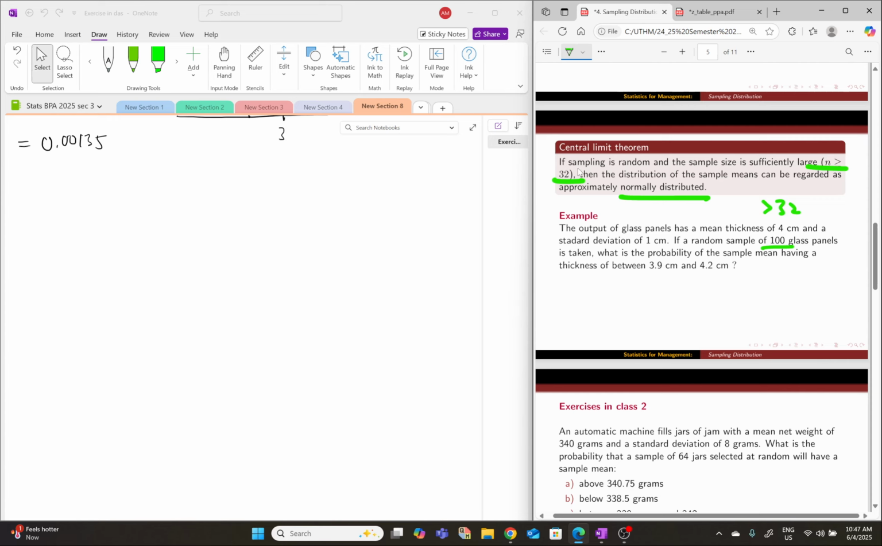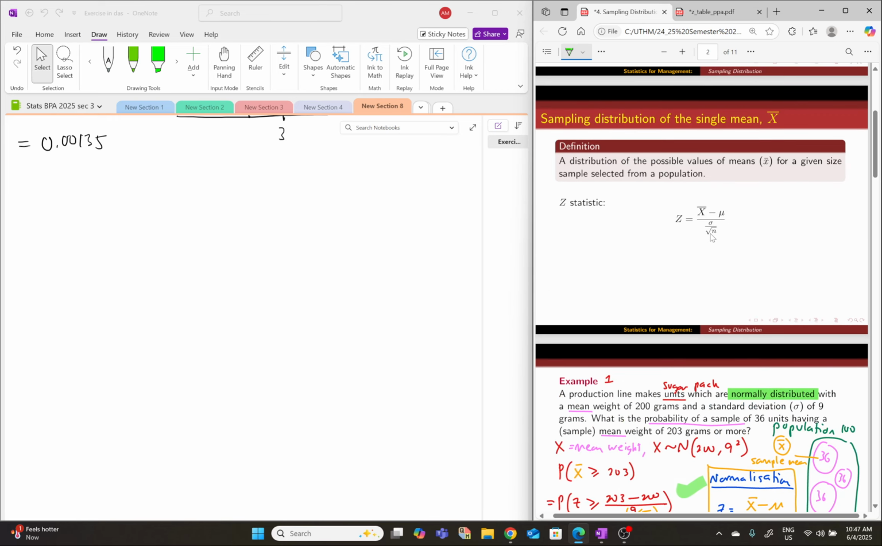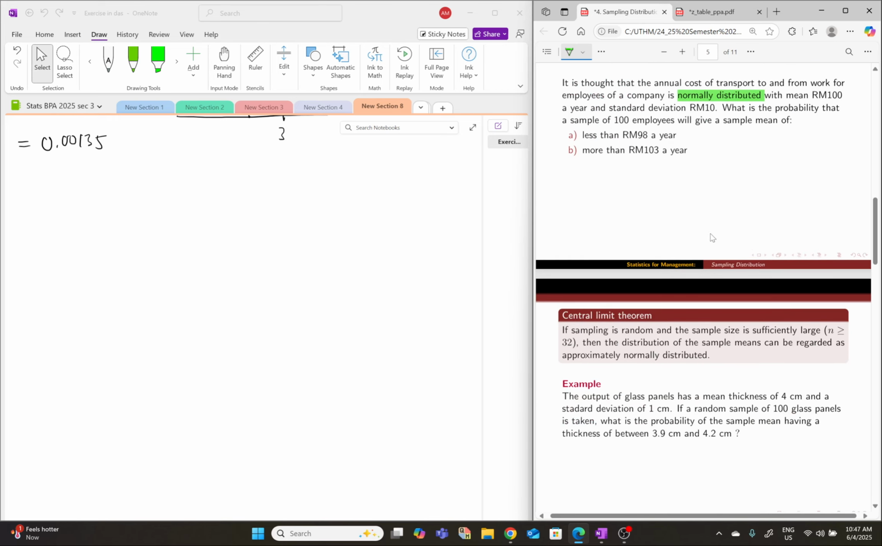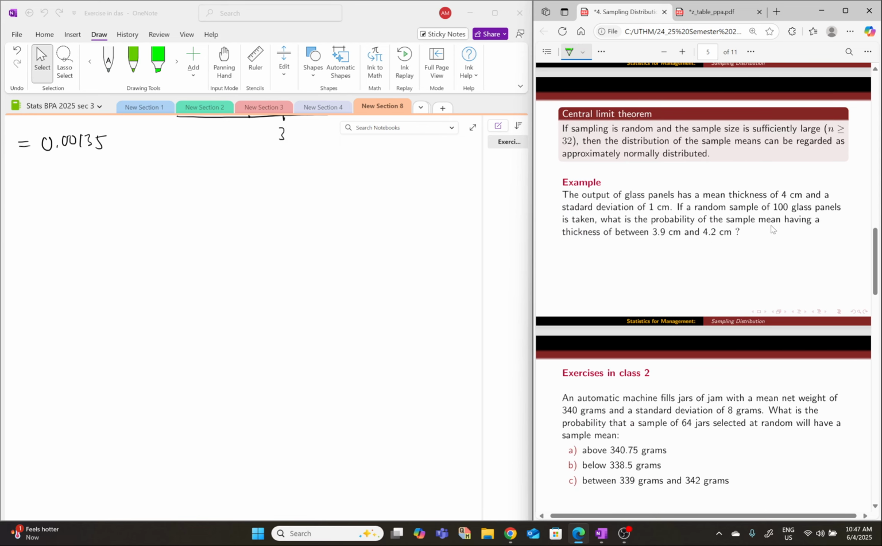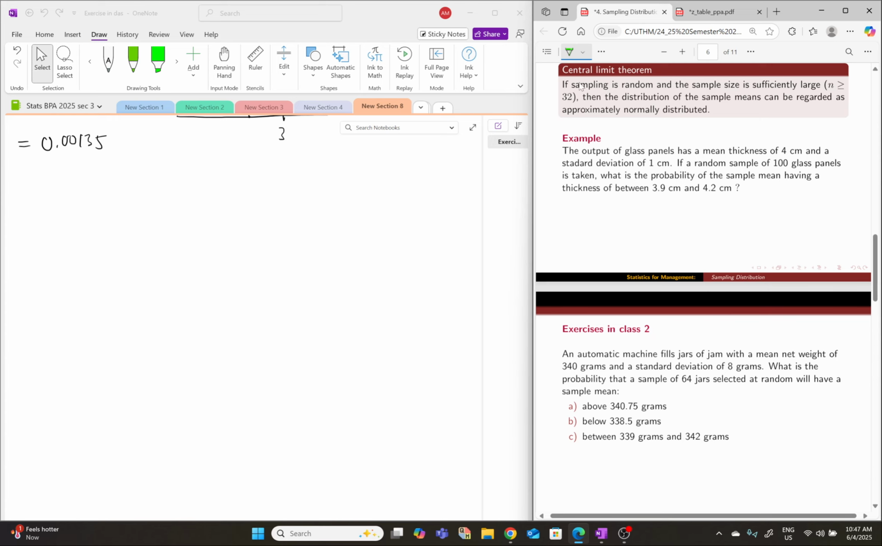Okay, so central limit theorem dia bagi tahu apa? What does it mean? Even though the question did not mention about normal distribution, macam tadi ada dua soalan ni normally distributed, yang soalan ni tak ada. Tetapi tengok, you look at the sample size here, more than 30, isn't it? Then we can use it, assumed normally distributed. Okay, now we are going to do example 2 here.